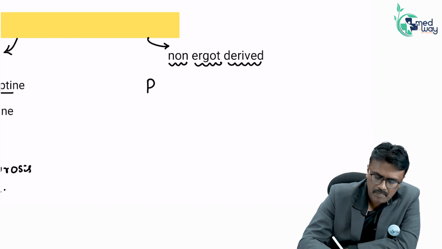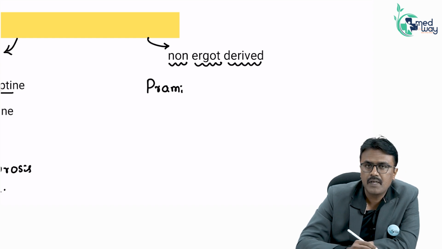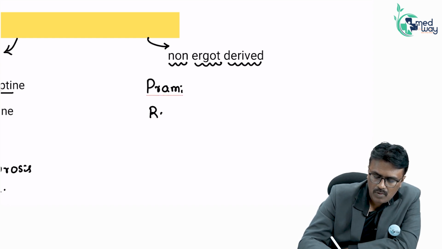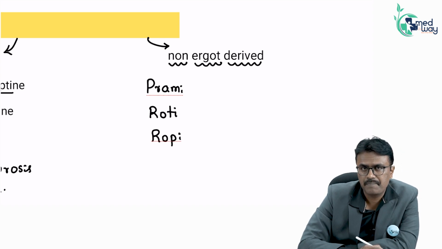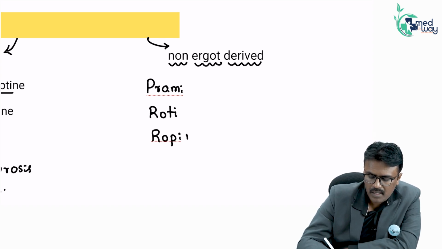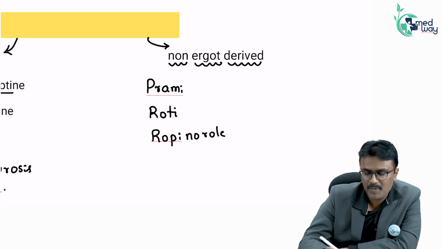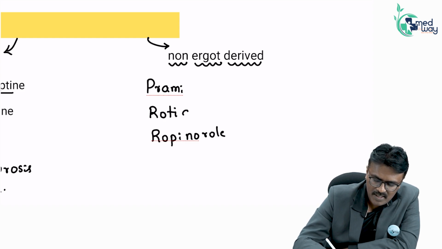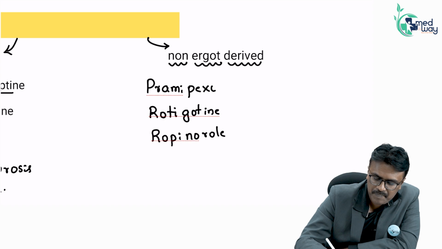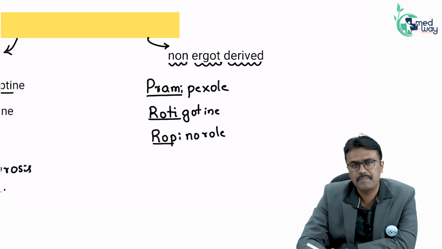The names are Prami, then Roti, and then Ropi. So the names are Prami, Roti, Ropi. So remember, Ropi has no role in this. Simply to remember the drug, Ropi, no role. I got the Roti, so it is called rotigotine. And if I get the Roti, I am perplexed. Pramipexole. So at least remember the names have Prami, Roti, Ropi in them.